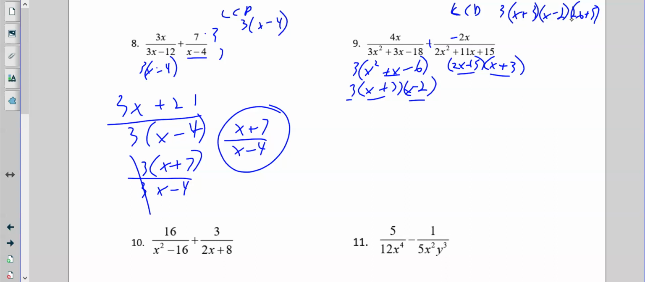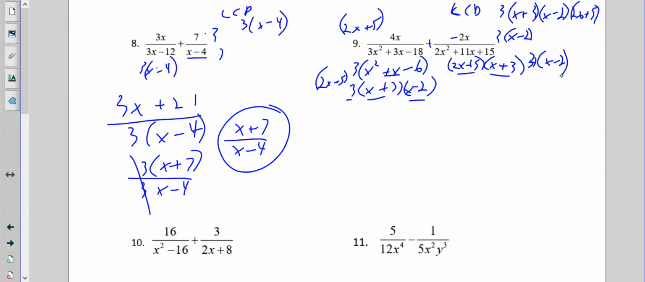So looking at the first fraction, we got the 3, the x plus 3, and the x minus 2. We just need the 2x plus 5. On the second fraction, we have the 2x plus 5 and the x plus 3. We need the x minus 2, and we also need that 3. So we need this 3, x minus 2. Now this is one where, unless you need to, I would not write that denominator every single time, because that's a lot of writing.